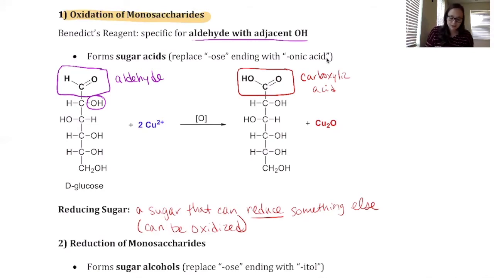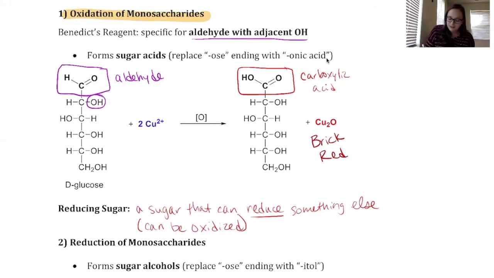Again, with this Benedict's reagent, when you have a positive test, you get a brick red color. You reduce your copper, which has an oxidation state of 2, down to copper 0 or copper 1, and it makes this copper oxide complex, which is a brick red color. So a positive test is that you go from a clear solution to a brick red solution. This test works, as we've talked about, for aldehydes with adjacent OH groups.